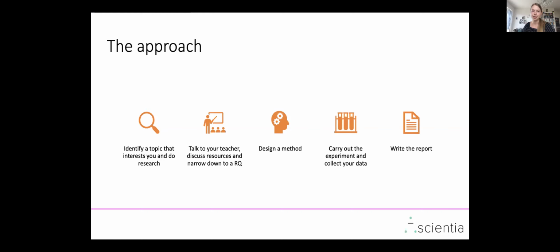And then do some research. It's also important to talk to your teacher and discuss what resources you have available to you. So if you don't have an incubator present and you need one, then it wouldn't be helpful to write a whole methodology that requires an incubator. So just talk to your teacher about what you have available to you, and then narrow down to a research question. Then you would design a method, you would carry out the experiment and collect your data, and finally write the report.